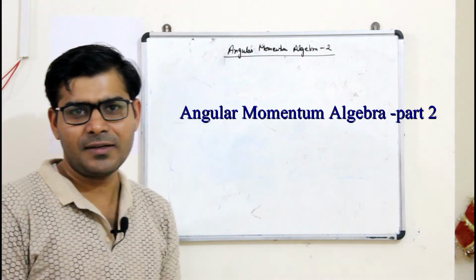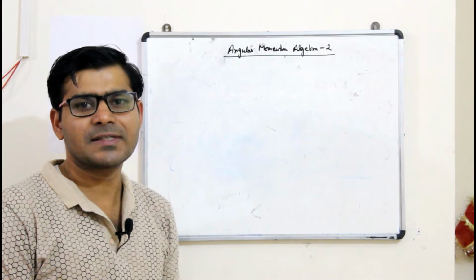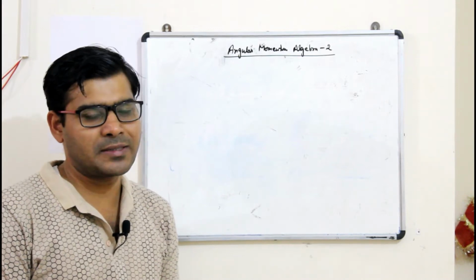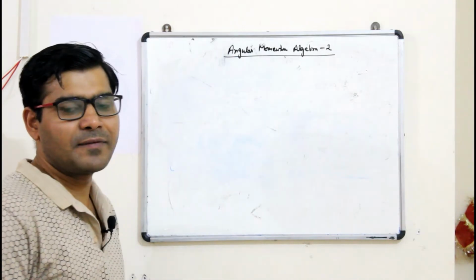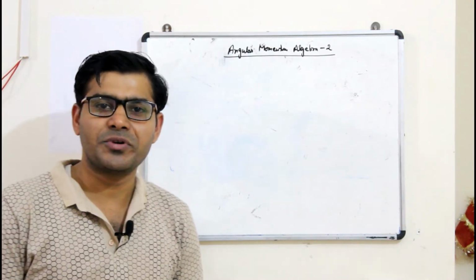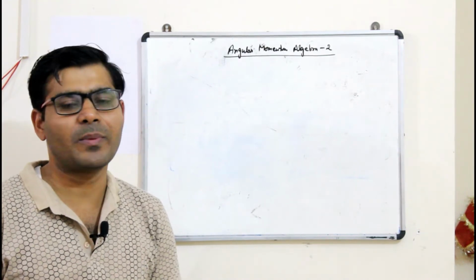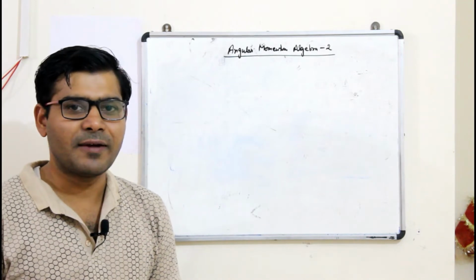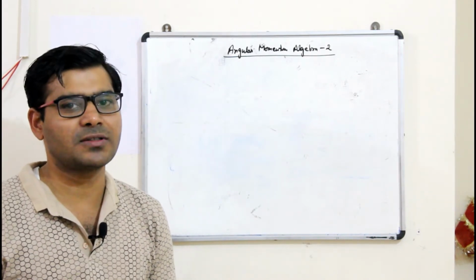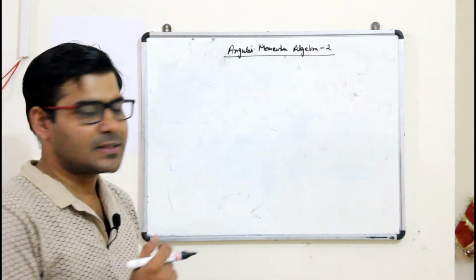Welcome to the second lecture of Angular Momentum Algebra. In this series, I have been discussing the angular momentum algebra of an electron. In the first video, I discussed certain commutation relations that the different components of orbital angular momentum of an electron follow. If you have not seen my first video, I have given the link in the description box. Kindly do visit it.